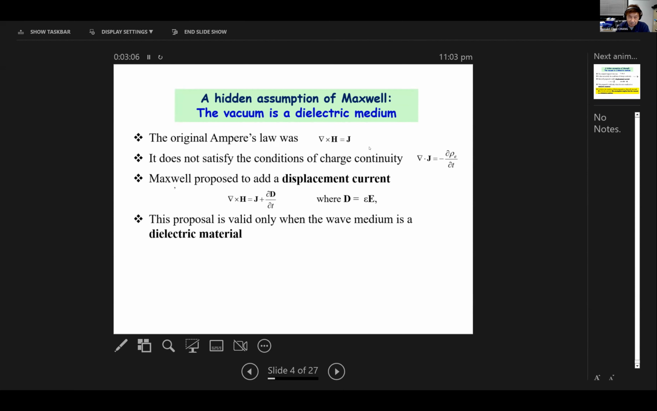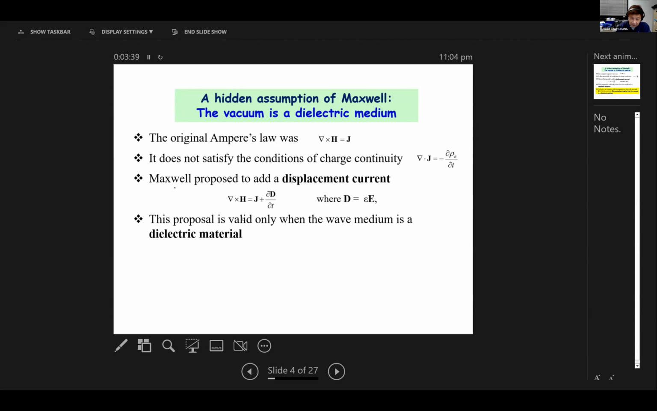So to fix this problem, Maxwell proposed to add a displacement current at the right-hand side of Ampère's law. His argument is that if the medium is a dielectric medium, then when you have an electric field, the electric field will drive this displacement charge, and the time derivative of this displacement charge will just act like current. It's no different than J. It would contribute to the magnetic field. That was the argument.